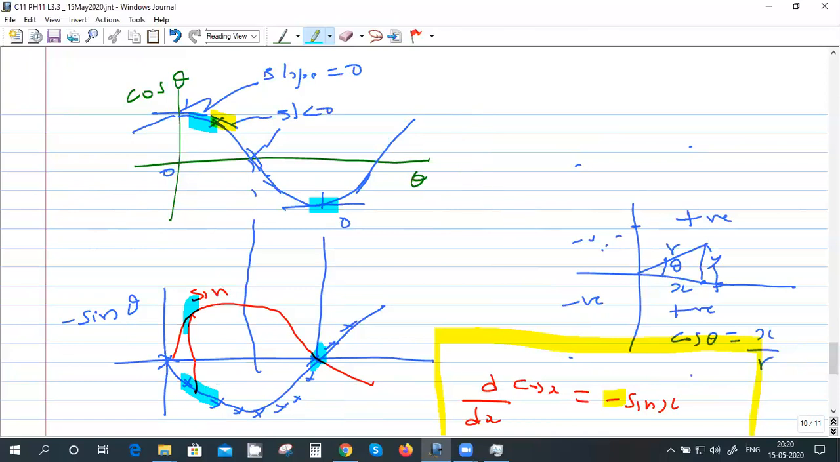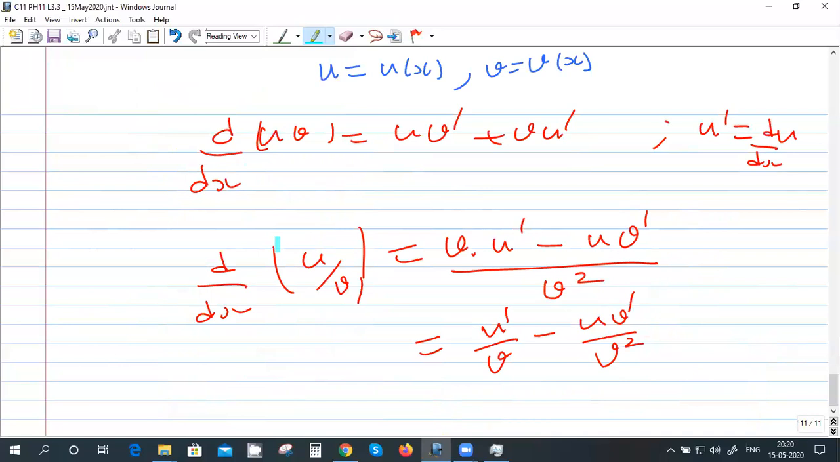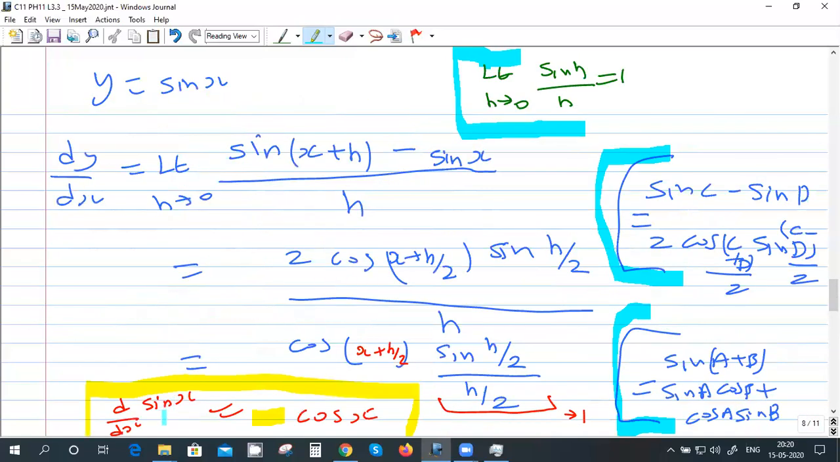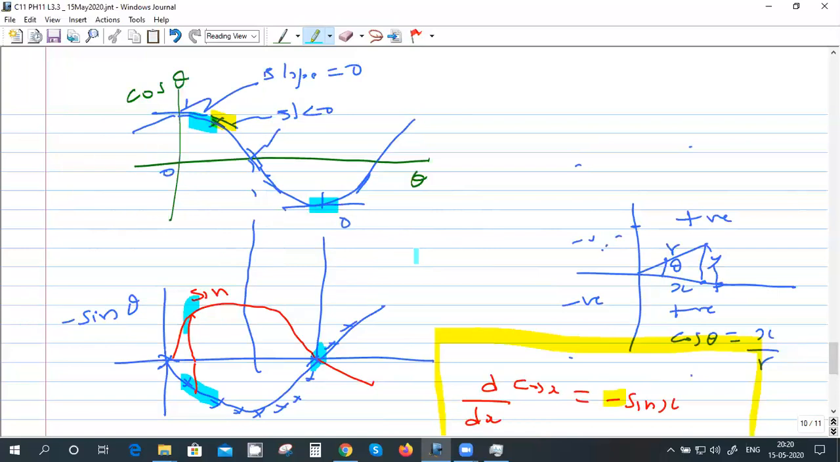So the interpretation of derivatives is the slope of the curve. dy by dx is the slope of the curve y equal to f of x. That is the geometrical interpretation of derivative. This result we got from first principle, no? The derivative of sin x is cos x. Similarly, if you put cos x and do this expansion, you will get this result. The derivative of cos x is minus sin x.